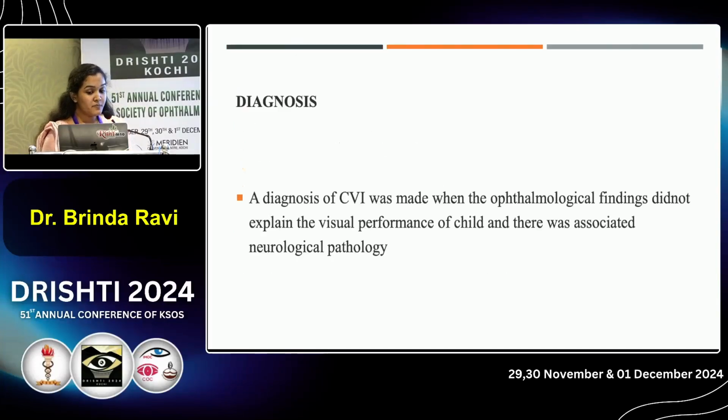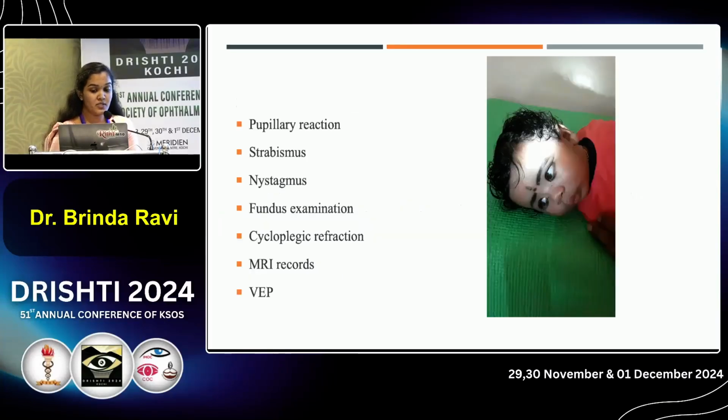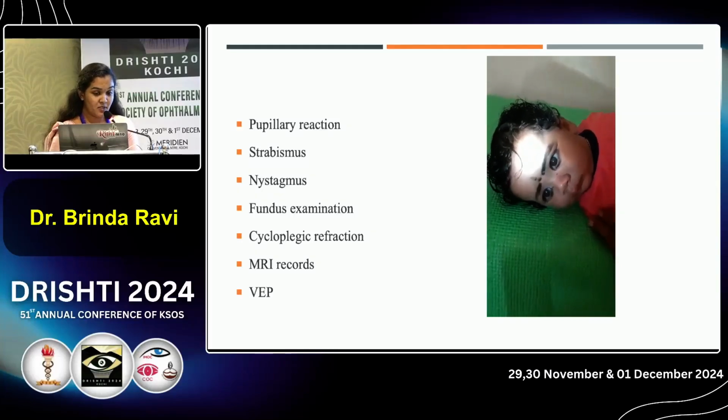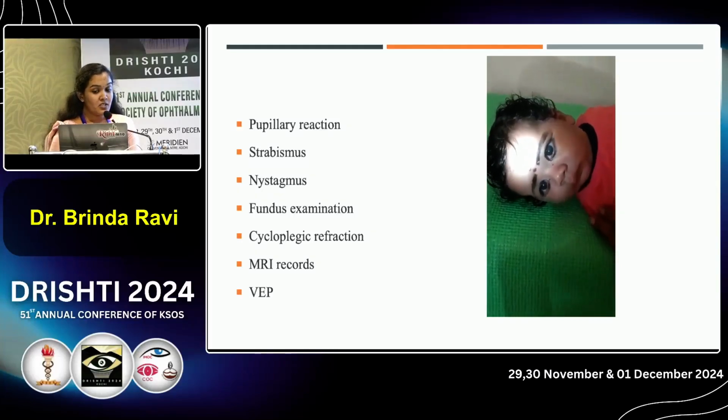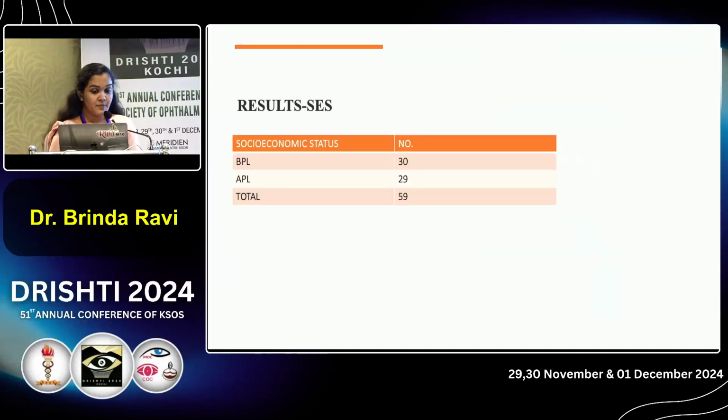Diagnosis of CVI was made when the ophthalmological findings did not explain the visual performance of the child and there was associated neurological pathology. Study procedure: using a semi-structured questionnaire, all the information and histories were collected, their medical records were analyzed to determine the cause of illness, and the child's visual function was evaluated and graded from level 1 to 6. The pupillary reaction was checked, strabismus and nystagmus were checked, fundus examination was done, and cycloplegic refraction, MRI records, and VEP were analyzed.